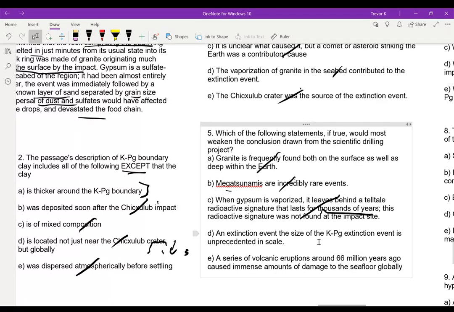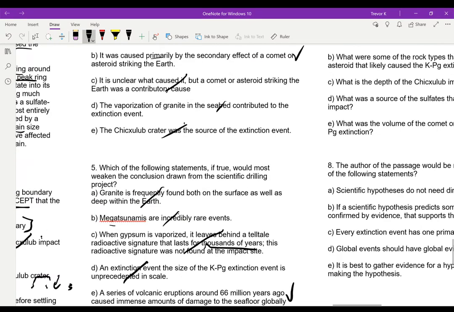All right. An extinction event the size of the KPG extinction event is unprecedented in scale. Who cares? I mean, we know it's a big deal. You don't have to tell us twice. And a series of volcanic eruptions around 66 million years ago caused immense amounts of damage to the seafloor globally. Oh yep, that would definitely weaken it. They list out all the damage caused by the impact. But what if the damage wasn't caused by the impact? What if it was caused by something else happening at the same time? So then probably not the impact anymore. All right, pretty good.